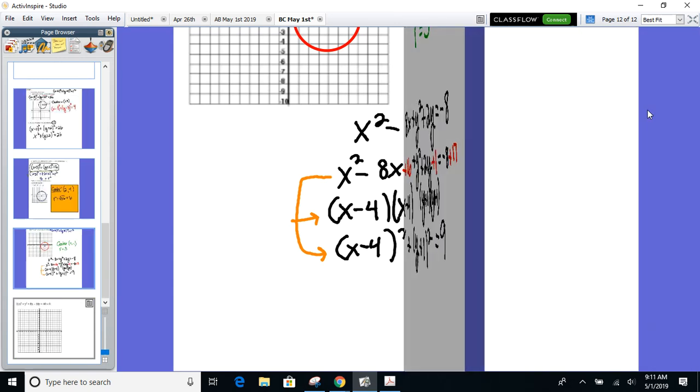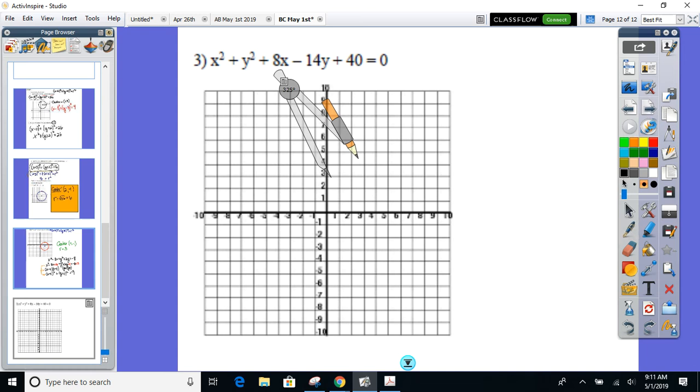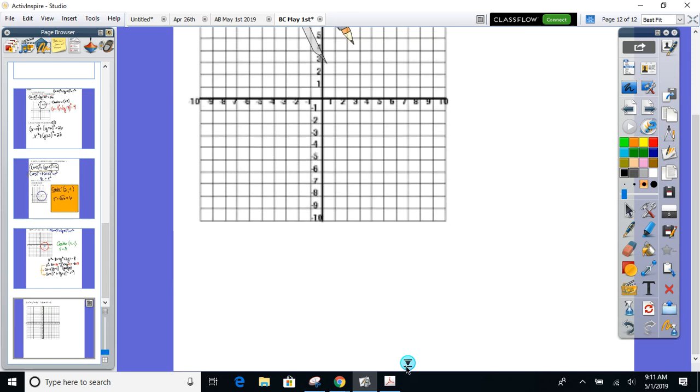All right, we got another one because I know one doesn't make us great here. Another one in standard form. Before we do it, half the b-value, what do you got to do? Get the x's and y's together and get the 40 over to the other side. So x squared plus 8x plus y squared minus 14y equals -40. All right, here we go.